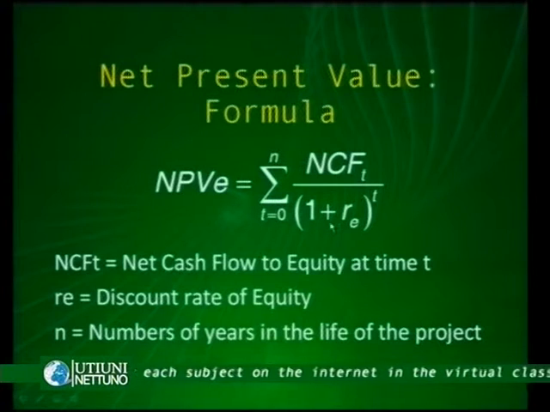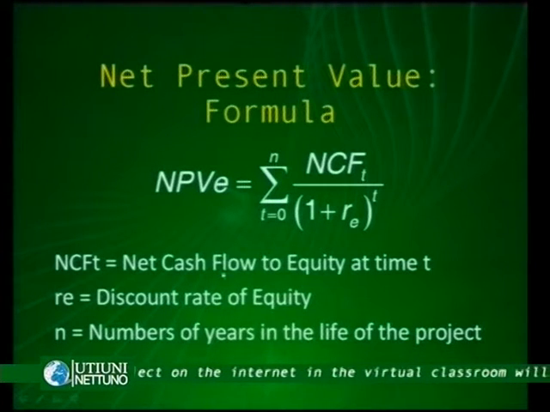Calculating the net present value to equity requires two main changes in the formulation that we saw before about the net present value. The logic is the same. We are always discounting cash flows using the appropriate discount rate, so we are summing up present values of expected cash flows. But here we have two differences in the formula.